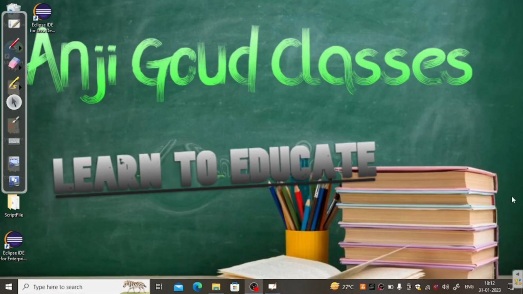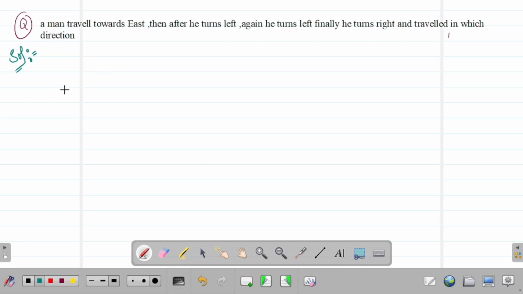Right. Now we are going to solve some example problems. The first problem is, a man travels towards east, then he turns left, again he turns left, finally he turns right. So what is the question here? Finally, in which direction is he?